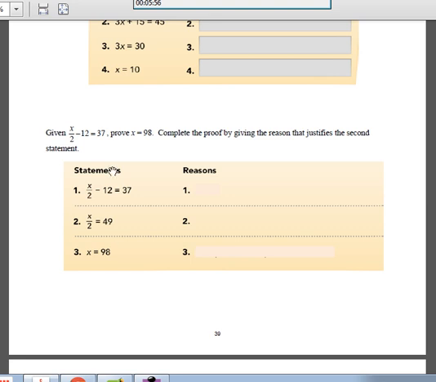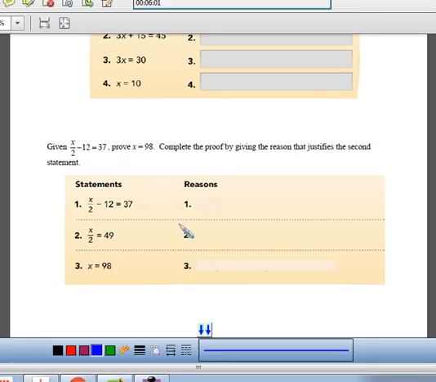Alright, so we're going to do this all again. Again, we'll be using the properties up above. Given x over 2 minus 12 equals 37, so they're giving this to us. Chances are we're going to have to write the word given. Prove x equals 98. Complete the proof by giving the reason that justifies the second statement. So statements. X over 2 minus 12 equals 37. Why is that true? It is given. You're going to learn, especially when you get to geometry, most of the time the first reason that you give is what information you are given.